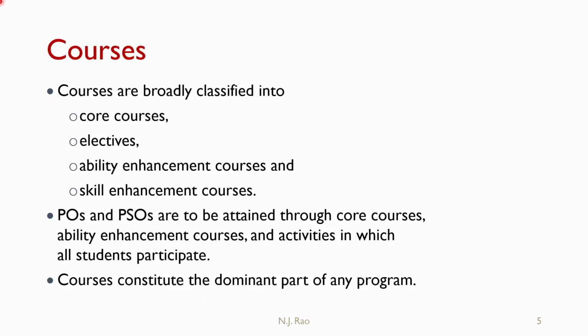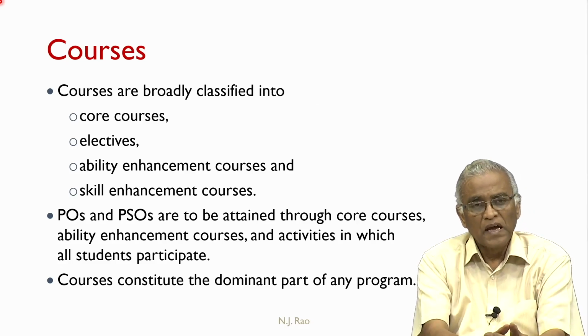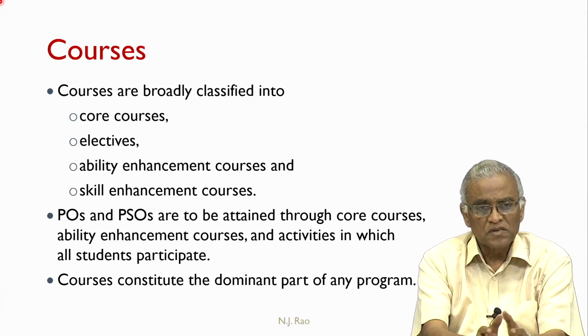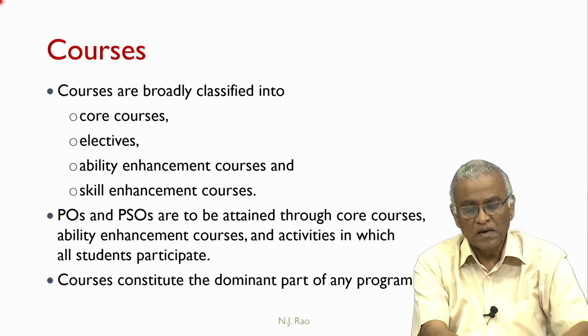So, POs and PSOs are to be attained through core courses, ability enhancement courses and activities in which all students participate. They could be co-curricular and extracurricular activities, but only those activities where all students participate can be considered. And the courses constitute the dominant part of any program in terms of credits or in terms of the amount of time both teachers and students spend. The courses constitute the dominant part of any UG or even PG program.